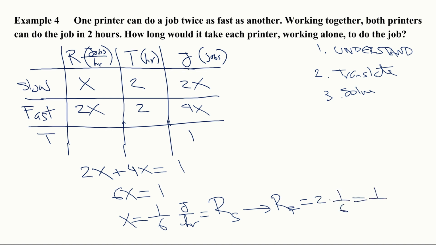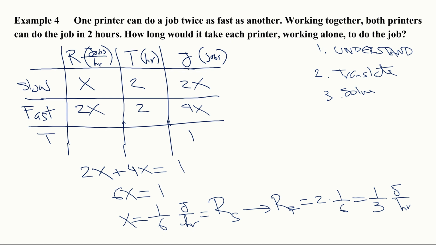Which is 1/3, right? Job per hour. Now, you could go further and do other equations, etc., but it's really not necessary, is it? Because this is simple, we know from the rate that this printer does one job in 6 hours, right? So what is the amount of time that it would take the slow printer to do the job by itself? Right there, 6 hours.